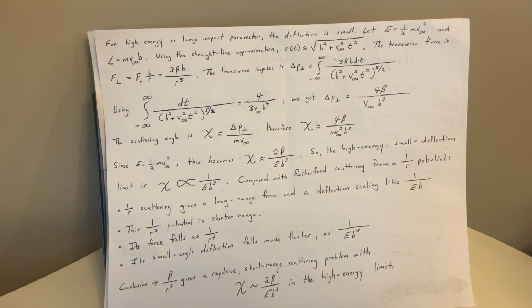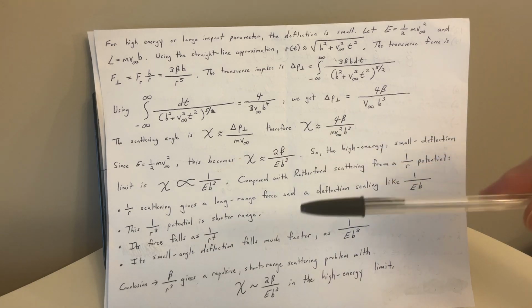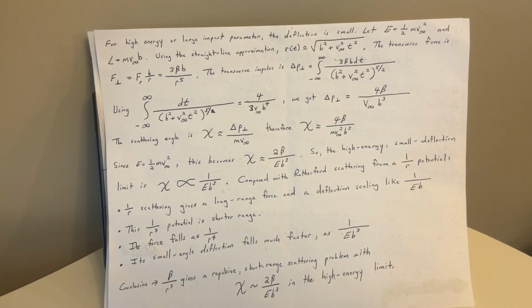From here, the scattering angle chi is approximately delta p sub perpendicular divided by m v at infinity. Therefore, chi is approximately 4 beta over m v at infinity squared b cubed. And since E equals 1/2 m v at infinity squared, this becomes chi approximately 2 beta over E b cubed. So the high energy small deflection limit is chi proportional to 1 over E b cubed.